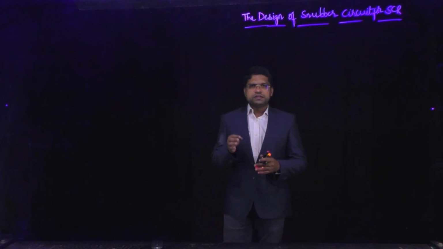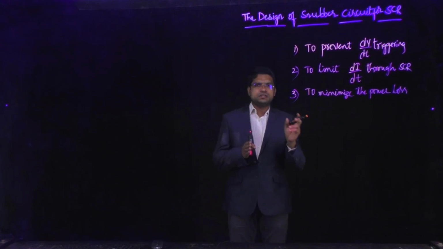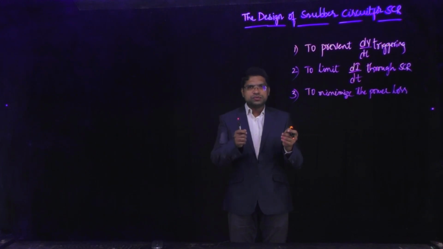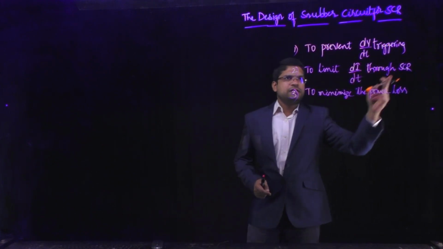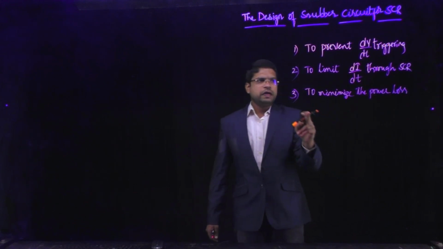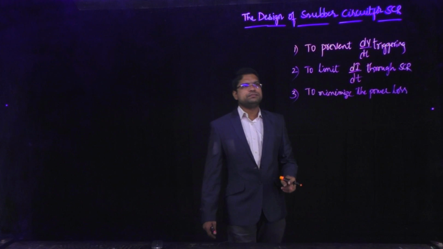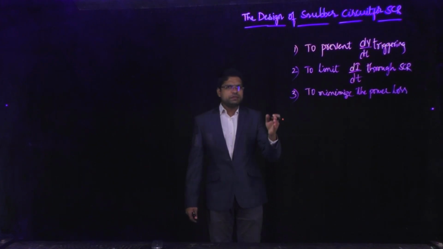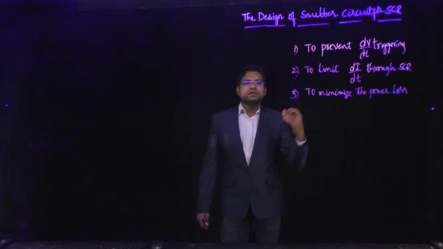Snubber circuit is defined as the circuit in which the series combination of a capacitor and a resistor is connected across, or in parallel to, the SCR to prevent the dV by dt triggering across SCR, to limit di by dt through SCR, and to minimize the power loss during switching operation of SCR, right? So for these three purposes, a circuit is used which is known as snubber circuit.